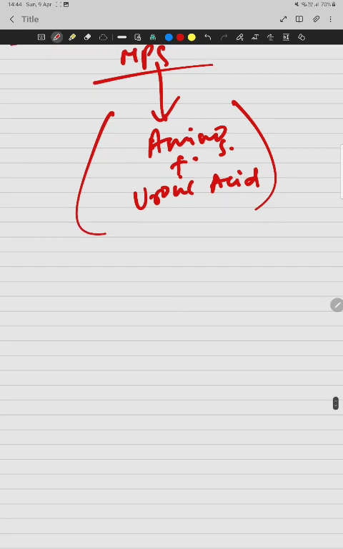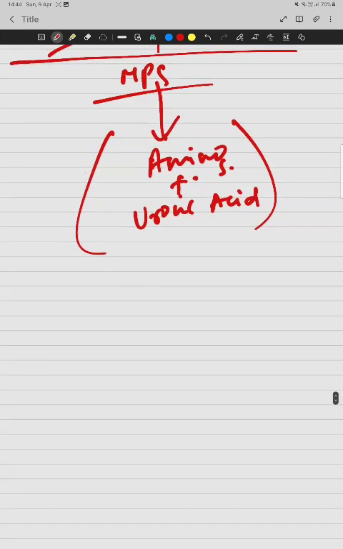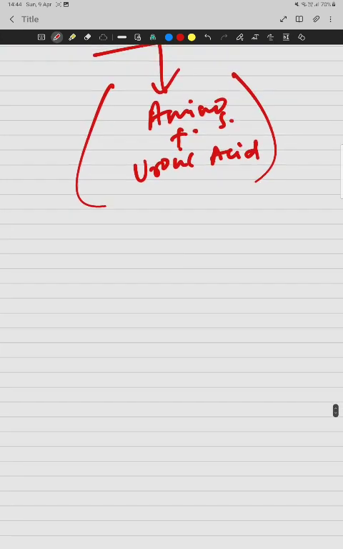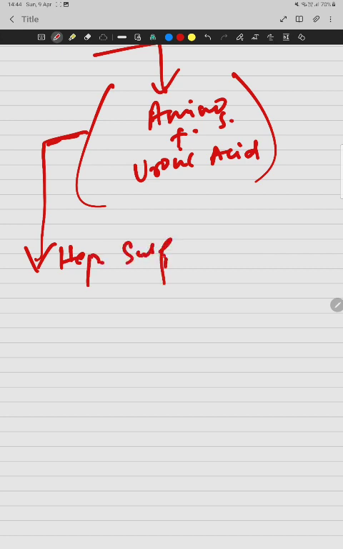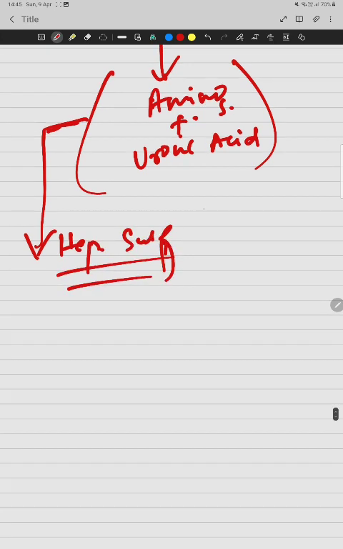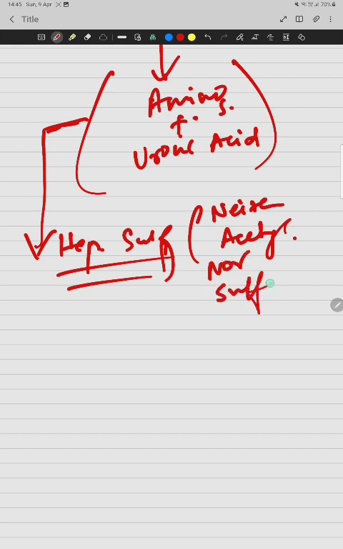And different types of mucopolysaccharides are there. Each will be having different exceptions. See, by rule you have to remember only two lines here. Only one mucopolysaccharide that is according to this rule is what? Heparan sulfate. But heparan sulfate, though it is like a good student, it has one more MCQ here. It is neither acetylated nor sulfated. Okay, so this is a very, very important point.